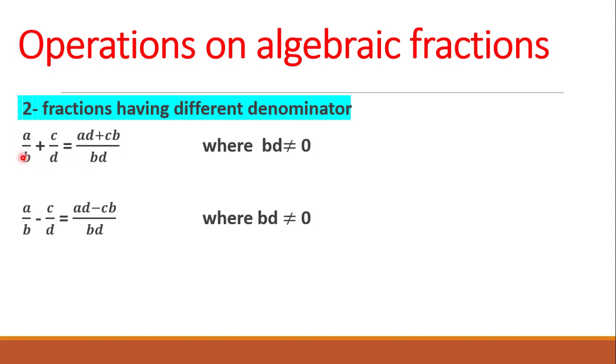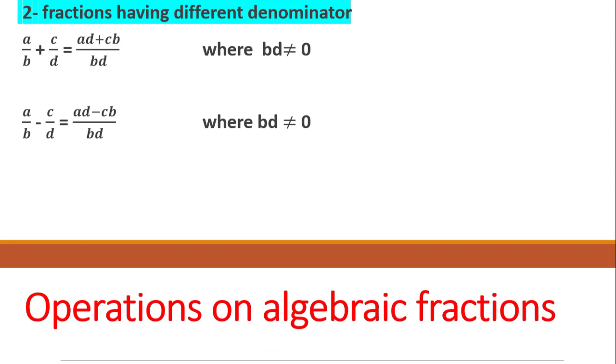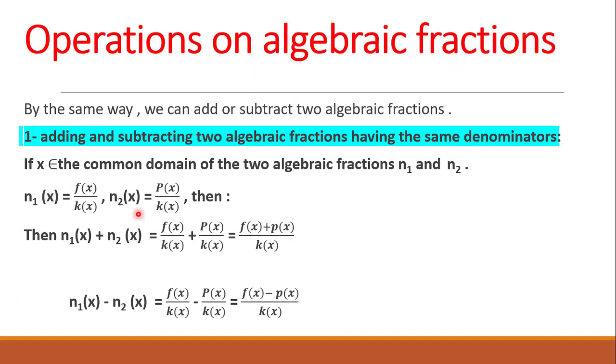Here for example we have a over b and c over d. So I'll multiply a by d and b by c, and I'll multiply the denominators together to get bd as one denominator. Then I'll add AD plus CB. Also in subtraction the same. I'll unify the denominator, then I'll subtract. The same in algebraic fractions.